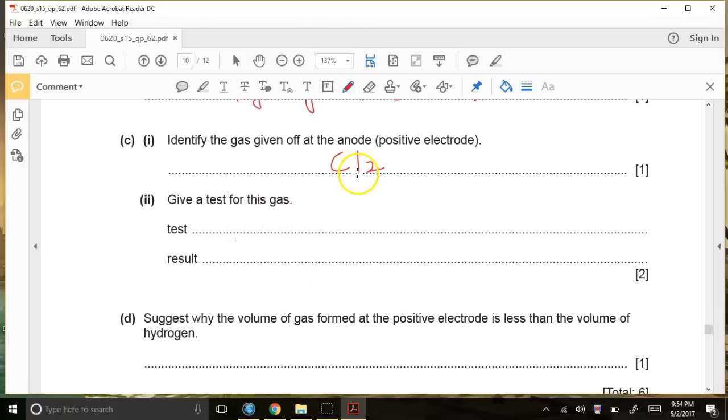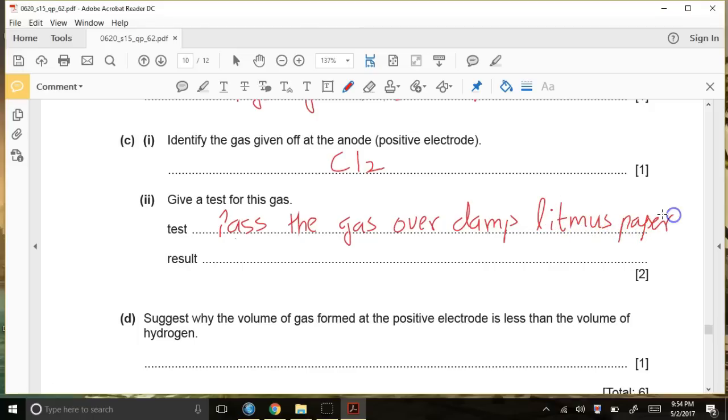Now, to test the presence of chlorine, you must keep in mind chlorine is acidic and it's also a bleach. So the test means what you're going to do: we'll pass the gas over damp litmus paper. It's important that it has to be damp. If the wetness is not there, the reaction doesn't happen. And what we are going to see is that the paper gets bleached. Bleached means it loses its color.